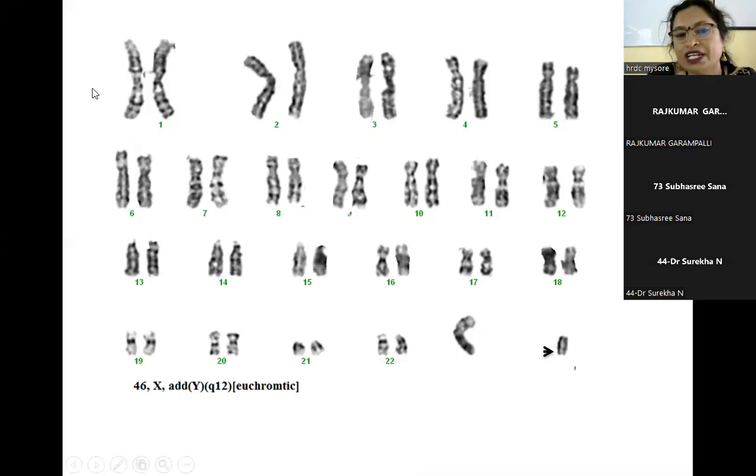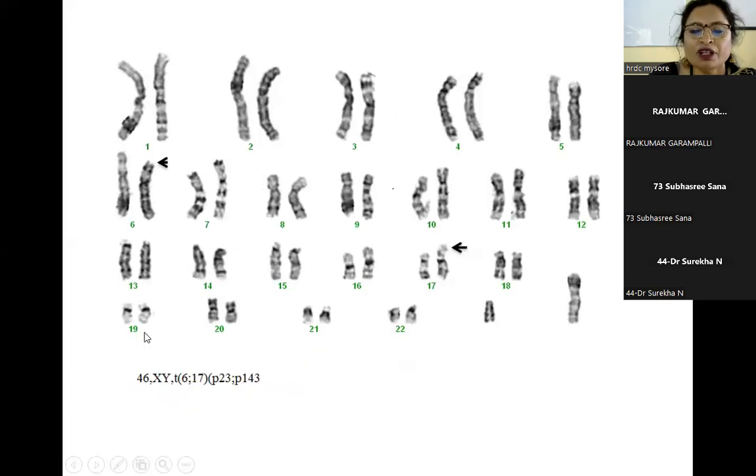And we have 23 pairs, that is 46 chromosomes. 44 are autosomes, and 1 pair is the sex chromosomes. In males, 1 X and 1 Y. In females, the X will be 2 in number. So here, there's an addition, an extra part from another chromosome added here. That's why it is abnormal. Here, there's a translocation, from chromosome 6 to 17. A part of another chromosome has been translocated here. This is translocation.